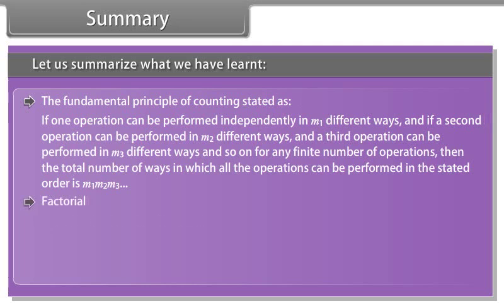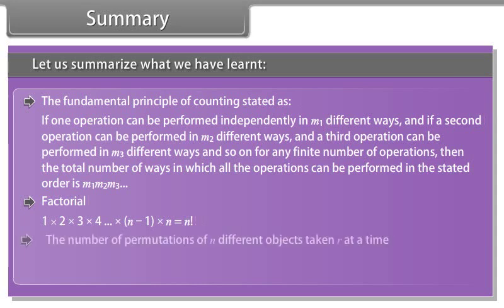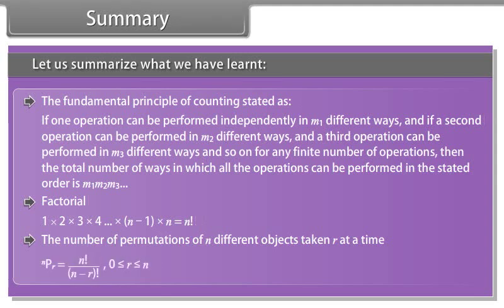Factorial: 1 into 2 into 3 into 4 up to (n minus 1) into n is equal to n factorial. The number of permutations of n different objects taken r at a time, nPr, is equal to n factorial by (n minus r) factorial, where 0 is less than or equal to r is less than or equal to n.